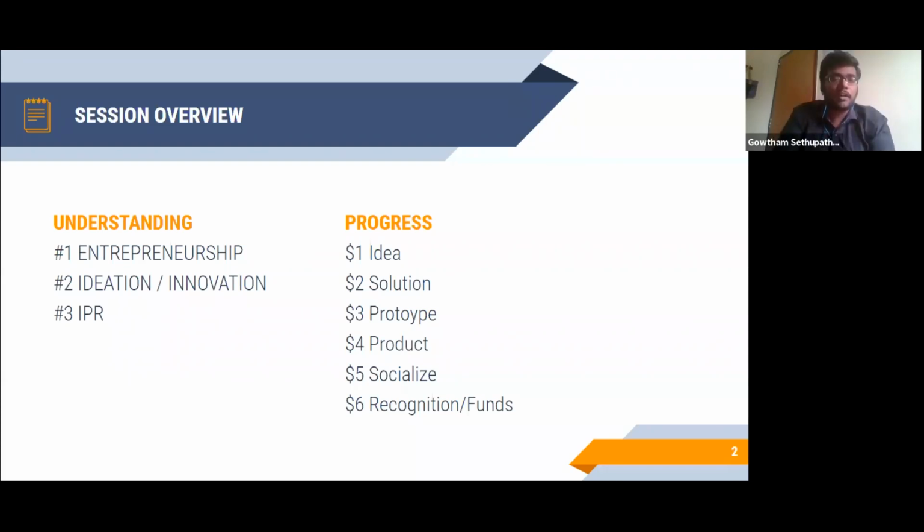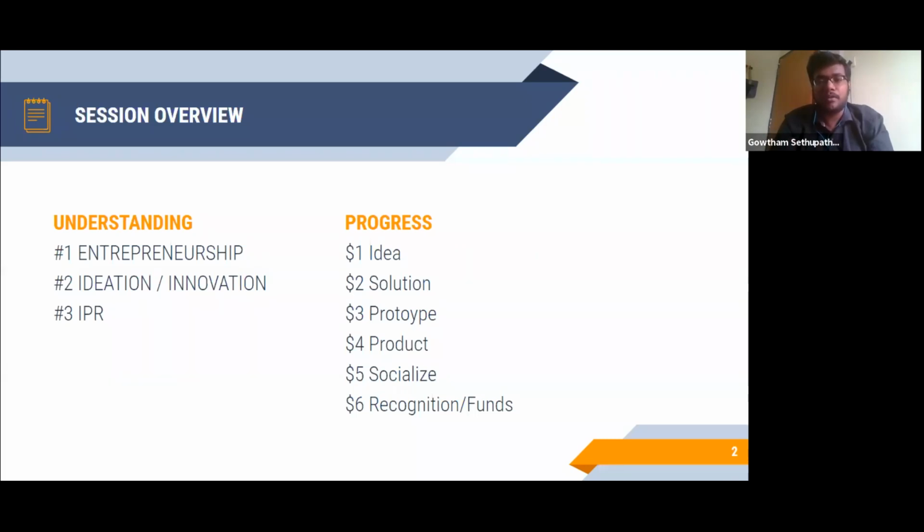And since I am the innovation ambassador, among these 3 points, I'm going to focus mainly on the second point, which is ideation and innovation. As many of you already know what entrepreneurship is, we will only cover the basics of entrepreneurship and IPR. So I'm going to focus mainly on ideation and innovation.